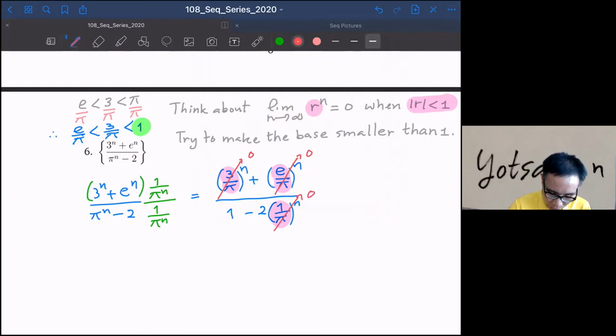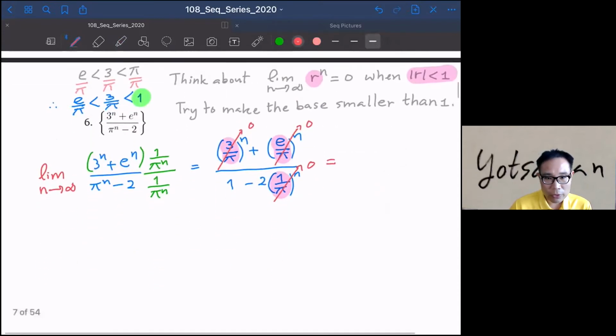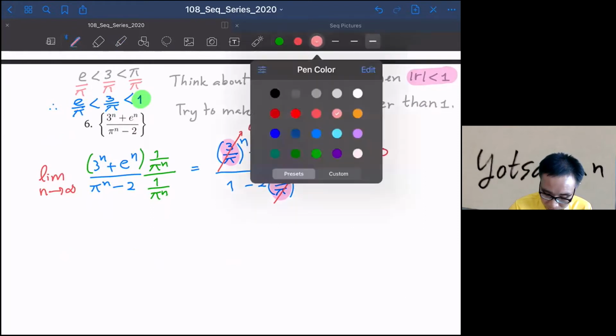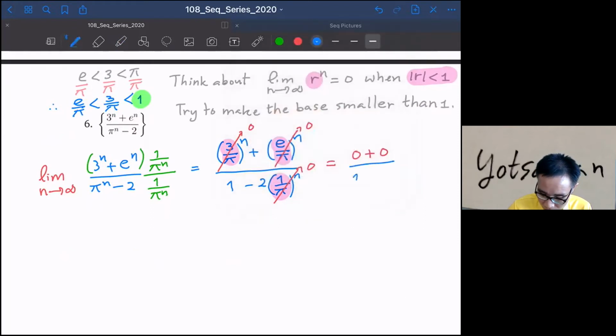So taking the limit as n goes to infinity, in this case it's going to turn out to be 0 plus 0 over 1 minus 0, and it will become 0. And this will be the limit that you have.